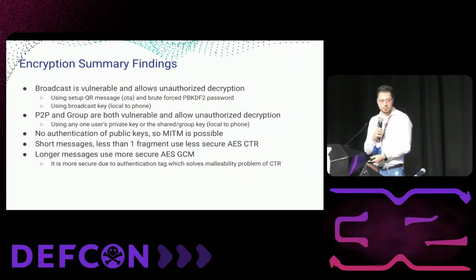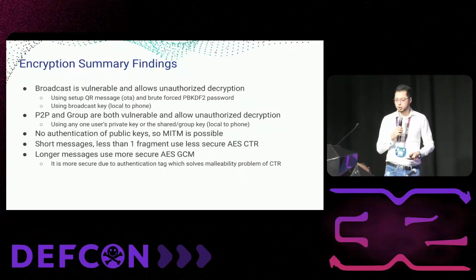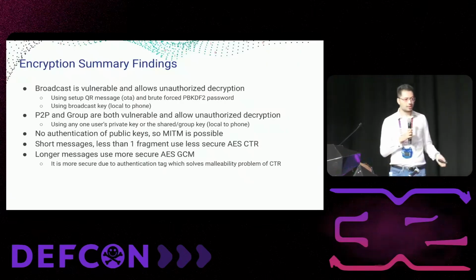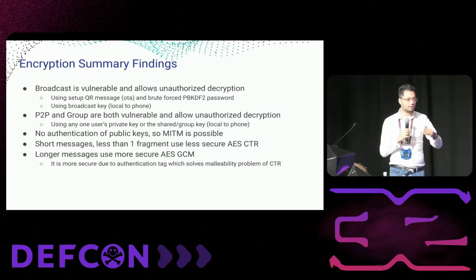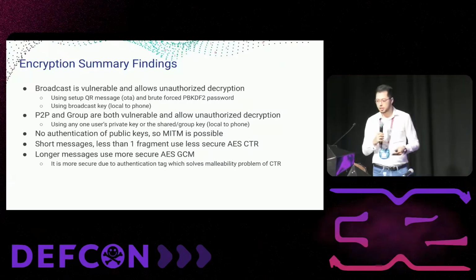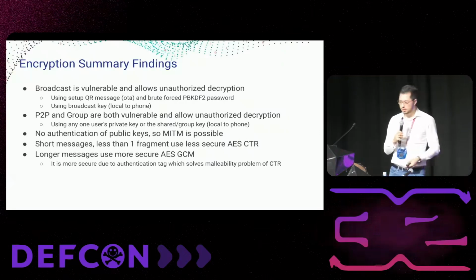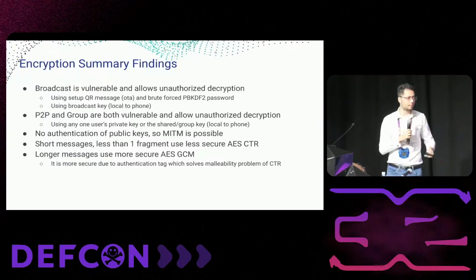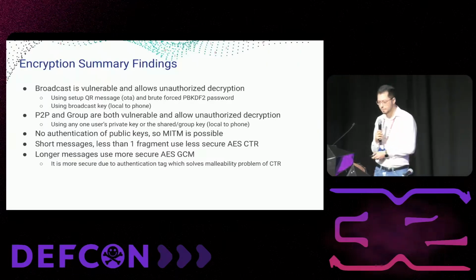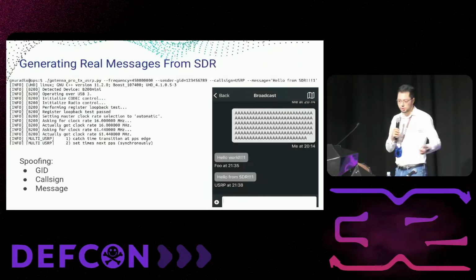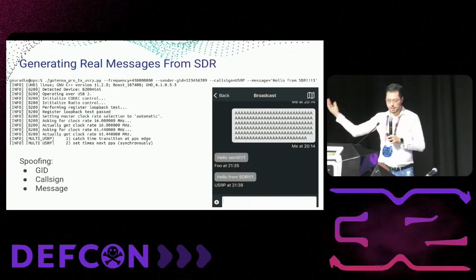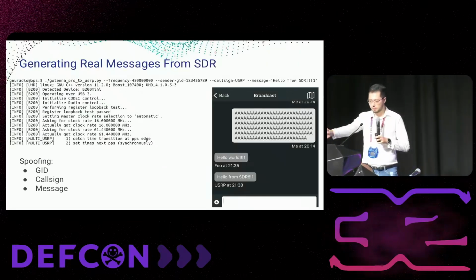There's no authentication of the public key, so man-in-the-middle is possible. Short messages, less than one fragment, use the less secure AES-CTR, so less than 35 to 45 characters, depending on the message, are using CTR, so that has integrity concerns, even though it is encrypted. And then longer messages use the more secure GCM, but you need to be sending like 50 characters to get to that.